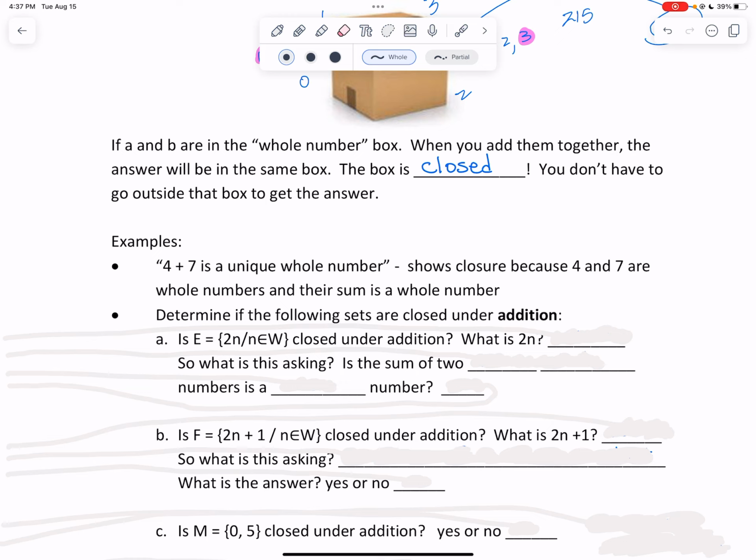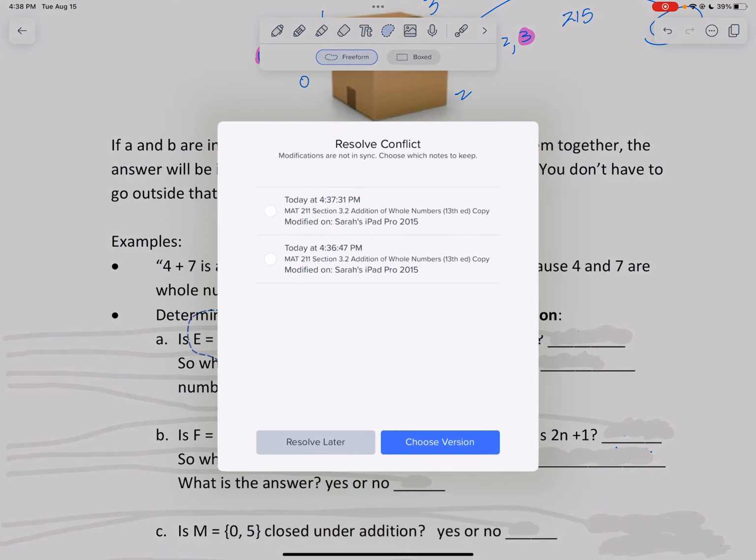Okay, so we're going to find out if these next things are closed under addition. Okay, now it's written in a wonky language. It's in set notation. So let's talk about what that says. E is the set 2n, where n is in this box, is a whole number. 2n, 2 times n.